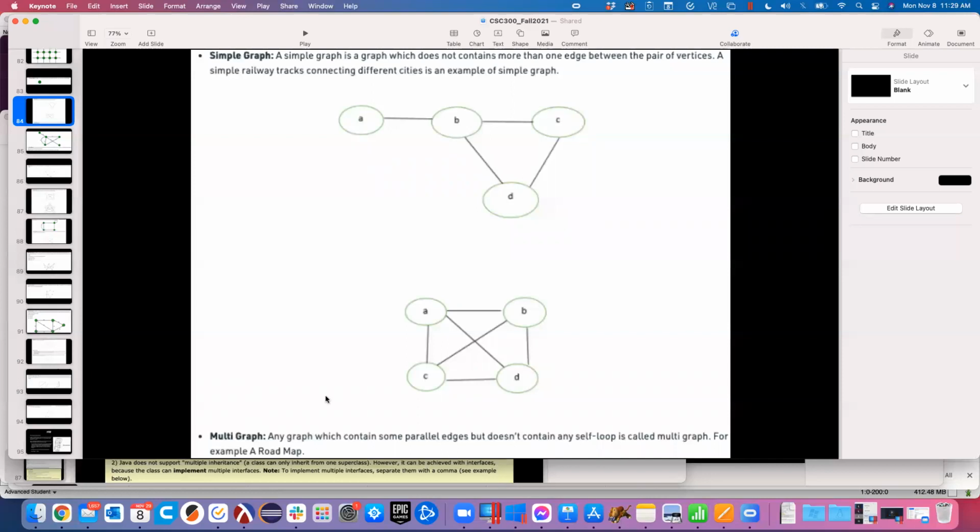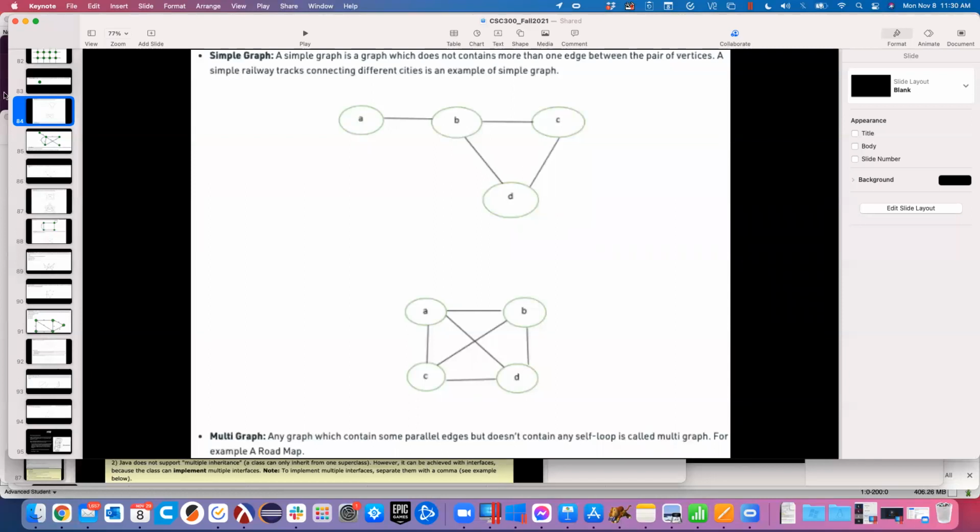Okay, so a multi-graph is a graph which contains some parallel edges but doesn't contain any self loops. In this case, and we'll actually see a similar example to this in a couple of slides, dealing with another name for a graph, I think it's called a regular graph.